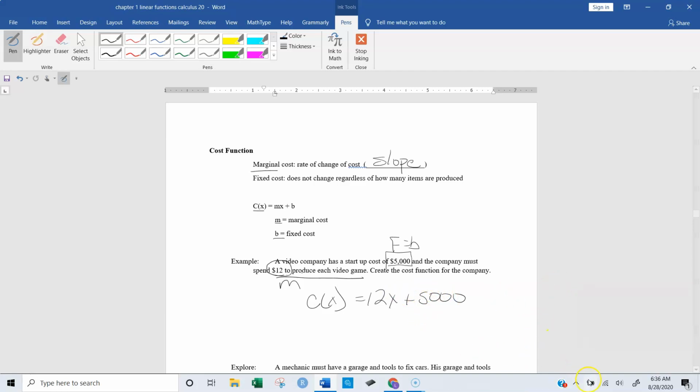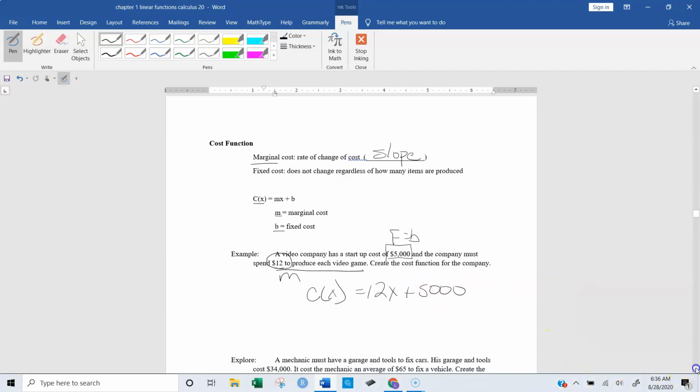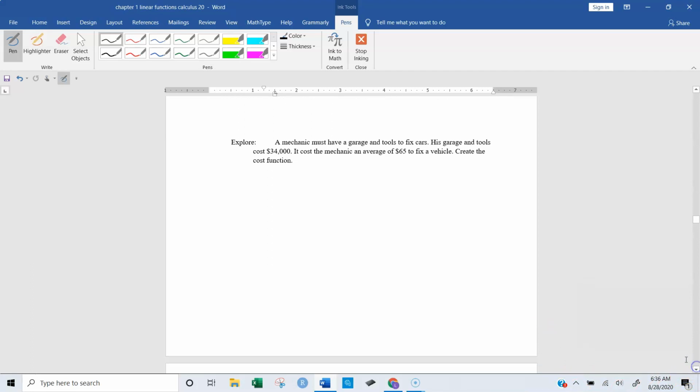All right, try yours. This deals with the mechanic. Okay, he has a startup cost of $34,000 because that's his tools and his garage, and this changes per vehicle. So this is fixed and this is marginal, or our slope. You should have had an equation of y equals 65x plus 34,000. I hope you did well.